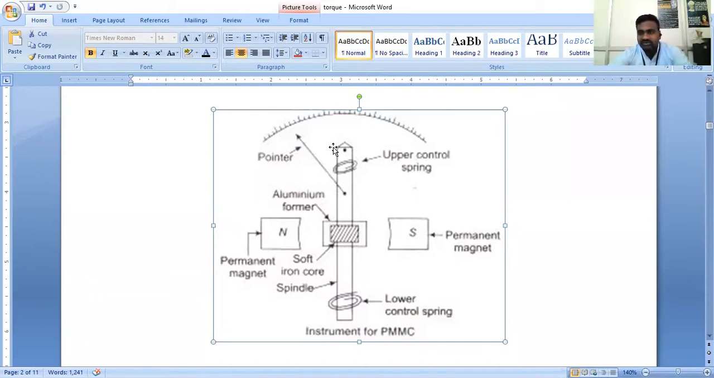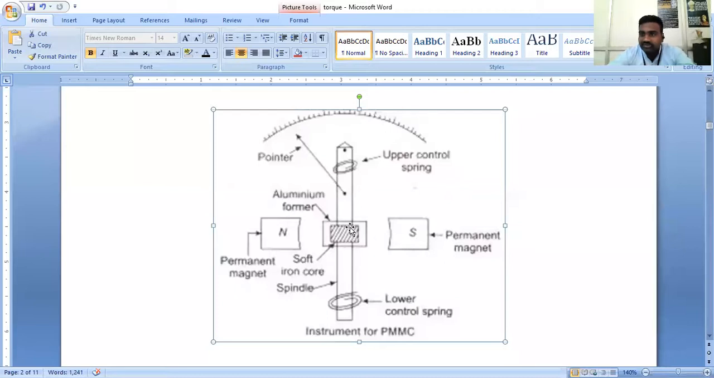So don't get confused or make it too tedious. What I'm saying is, if we connect an ammeter in series to the line, the current flowing in the line is experienced by this conductor. The same amount of current flowing in the line is experienced by this conductor. The conductor itself is a current carrying conductor placed in the presence of the magnetic field.